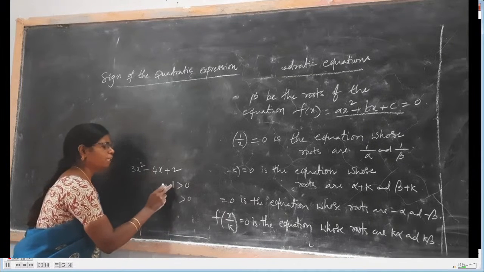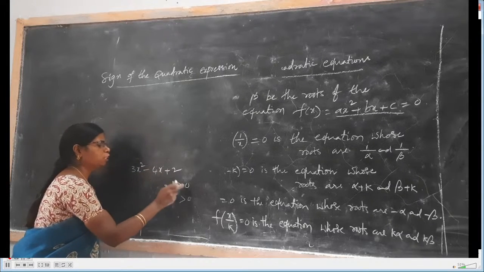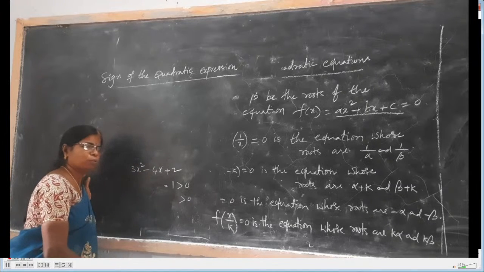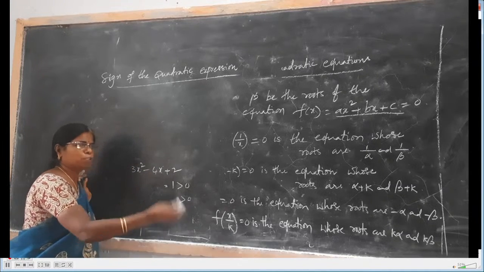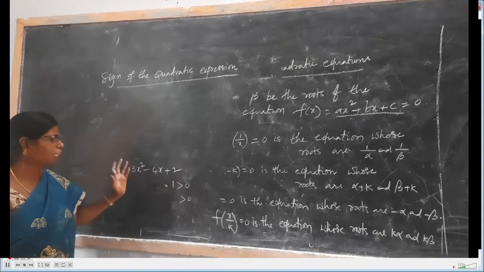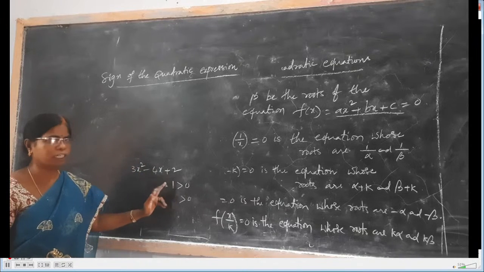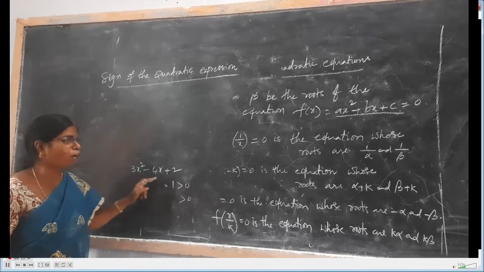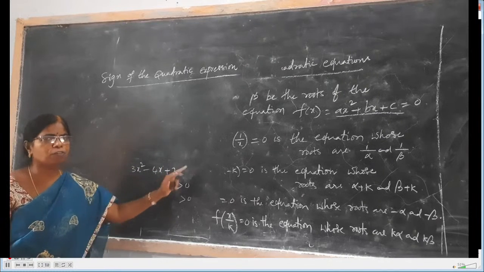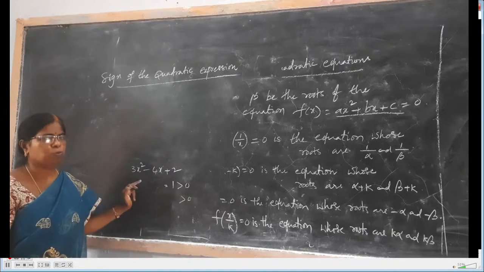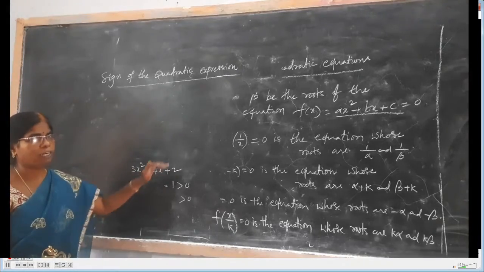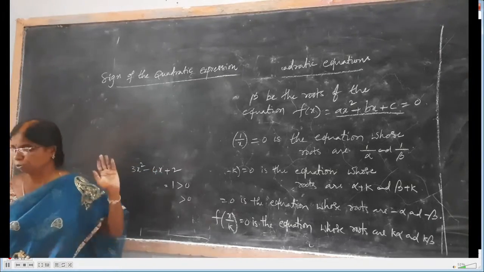So we say that when x is equal to 1 the expression is positive. When x is equal to 2 the expression is positive. When x is equal to -1 the expression is negative. So what I am doing here is, without explicitly finding these values, for what values of x this expression is positive and for what values of x it is negative, we can tell the sign of this quadratic expression. That way I am going to discuss now.